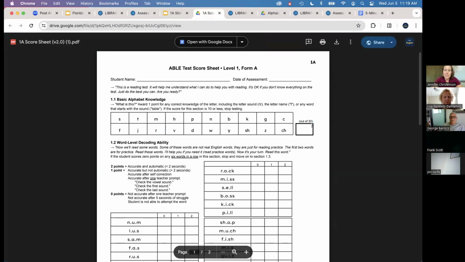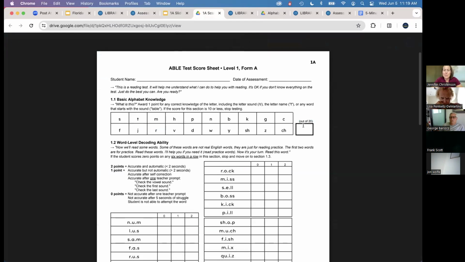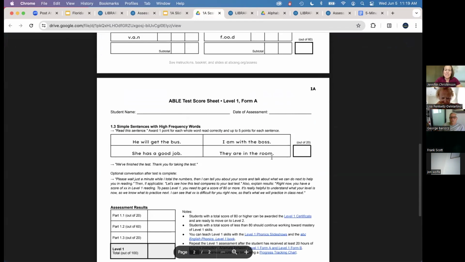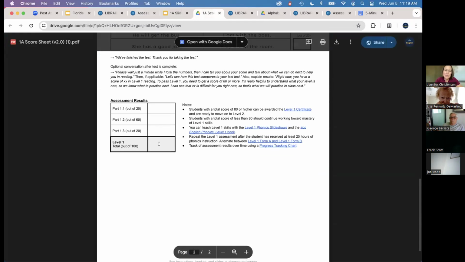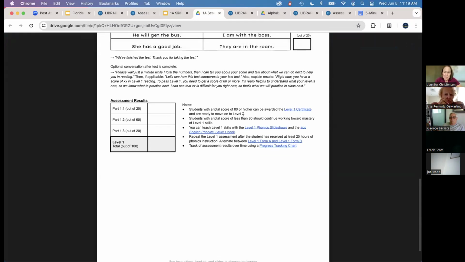So here on the score sheet, there's some directions about how to keep the points and you'll keep track of how many points for section one and section two and section three, and then you'll total them together here. And there's some instructions about what that total score can let you know as a teacher. So if this total score is less than 80, it's recommended, it lets you know that this student would benefit from learning from these level one phonics slideshows.